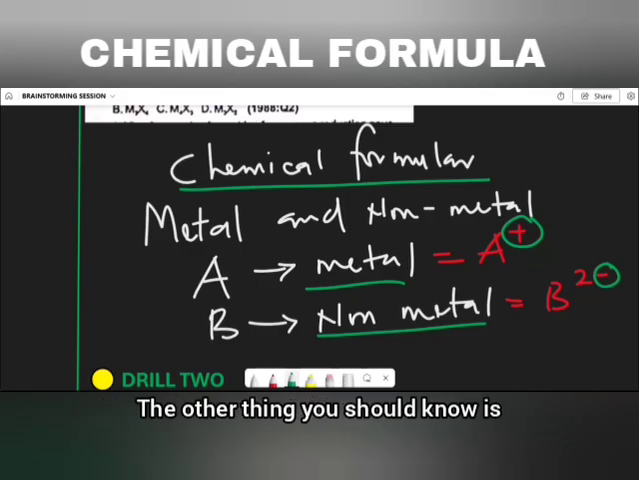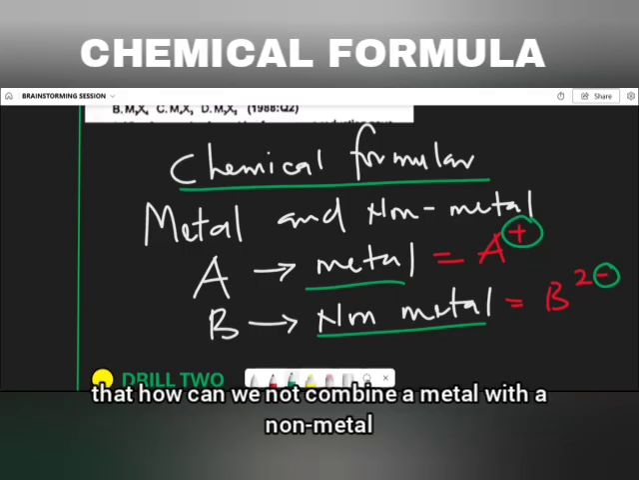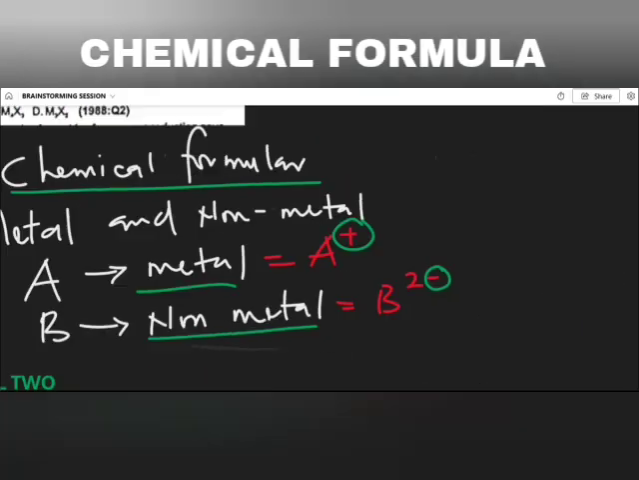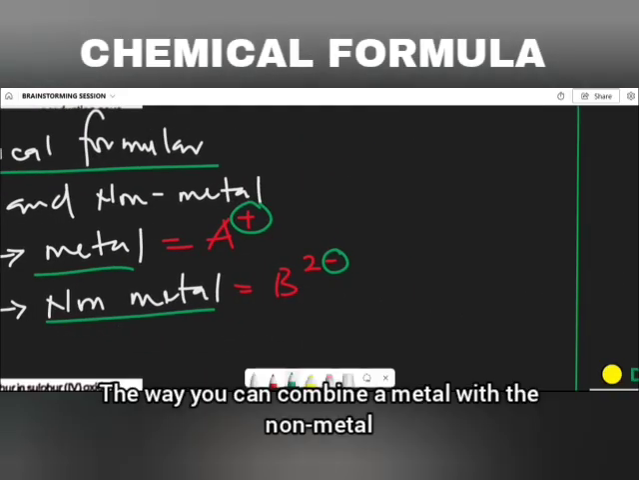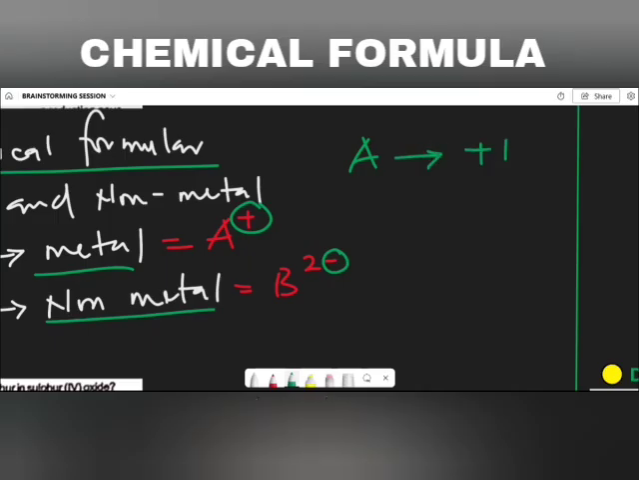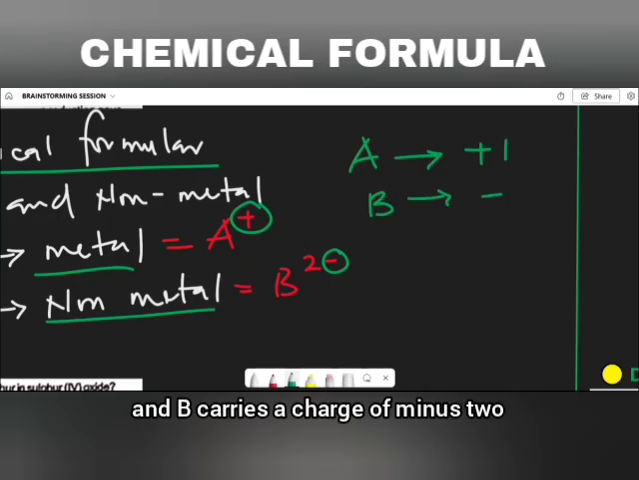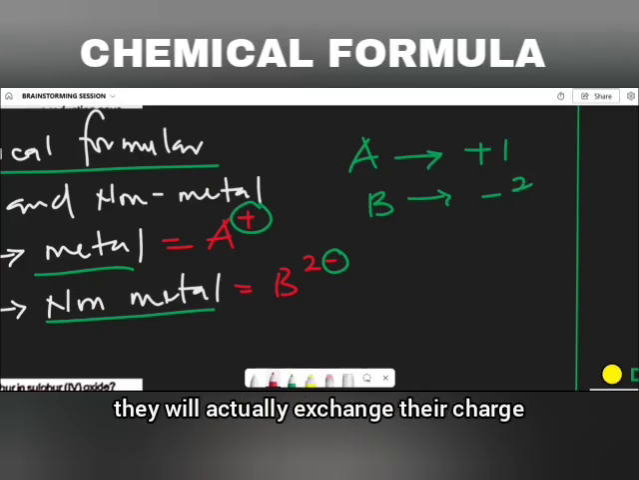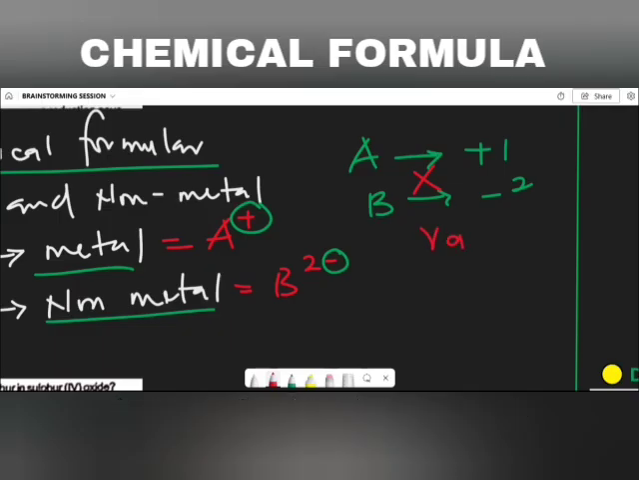The other thing you should know is how can we now combine a metal with a non-metal? The way you can combine a metal with a non-metal, since A carries a charge of +1 and B carries a charge of -2, they will actually exchange their charge. Sometimes the charge is called valency.